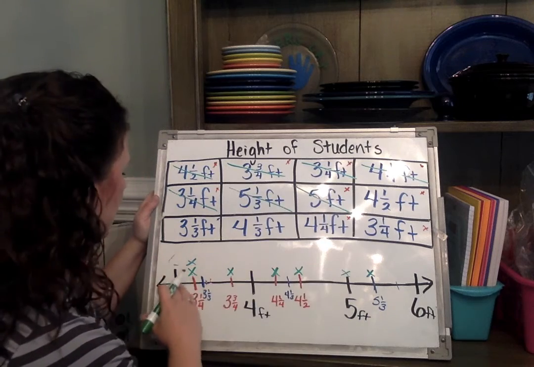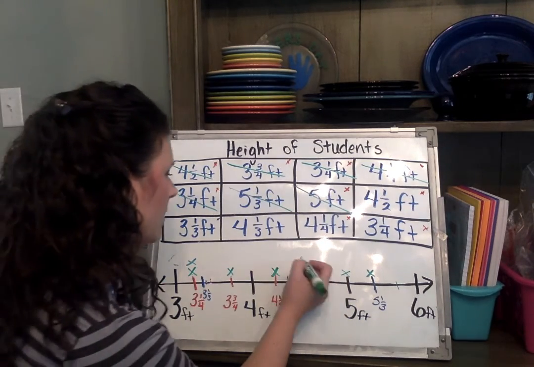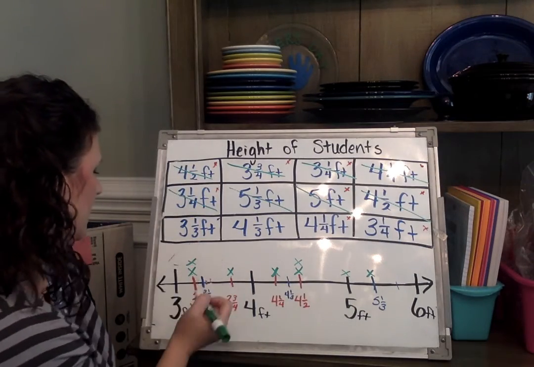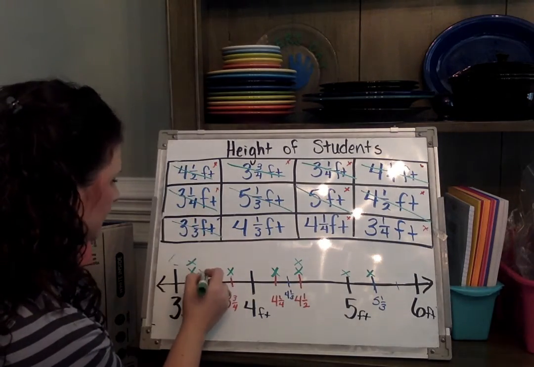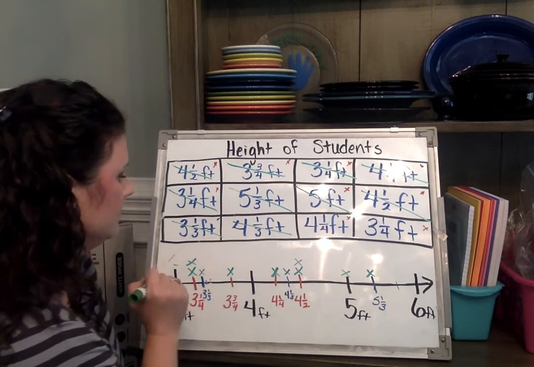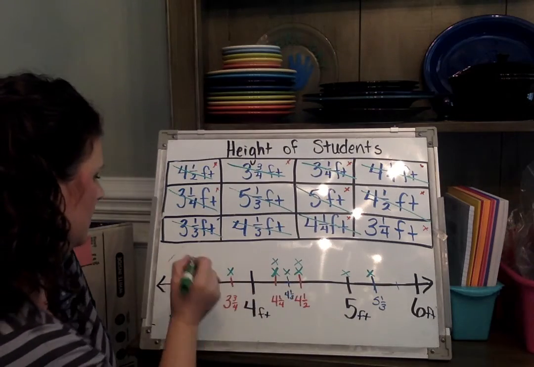So visually I see, oh, right now, 3 1/4's winning. 4 1/2, until that just tied it up. 3 1/3. 4 1/3. 4 1/4. 3 1/4.